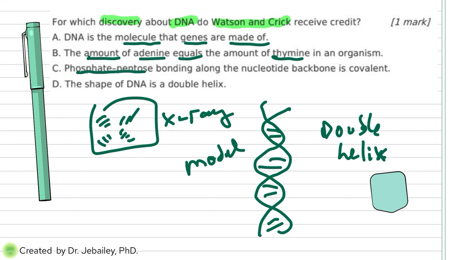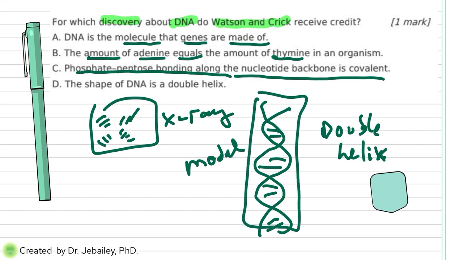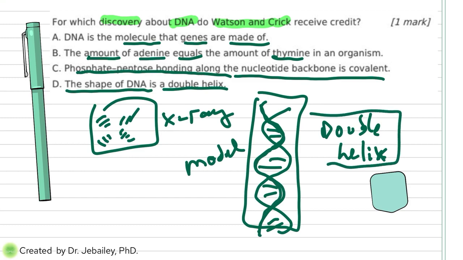The phosphate pentose bonding along with the nucleotide backbone is covalent. Now, that's not true, because they were not looking into what kind of bonds it is. They were just looking at the formation of the model. So they figured out the shape of DNA is a double helix, and that's exactly what it is. This shape right here came out to be a double helix. So the answer for this is D.